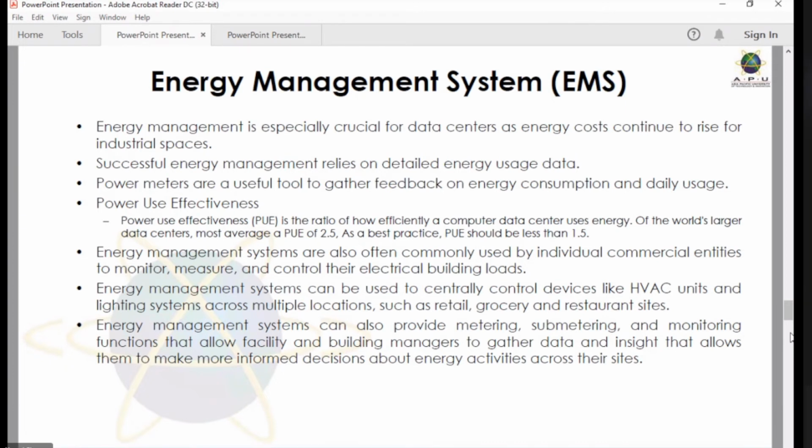EMS can also provide metering, sub-metering, and monitoring functions that allow facility and building managers to gather data and insight, so they can make more informed decisions about energy activities across their site. So it also helps to provide metering, how much electricity is consumed, or sub-metering if you want to see each component, and monitoring functions around the facility, and gather data and insight. For example, what is being consumed now, and if we add something, how much more it will increase, which is future calculations. These details can be obtained using EMS.